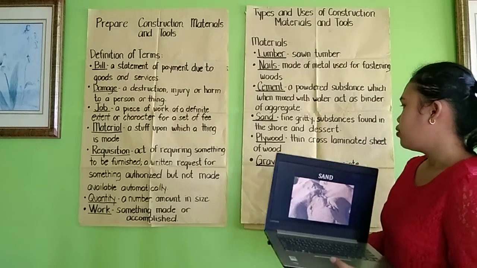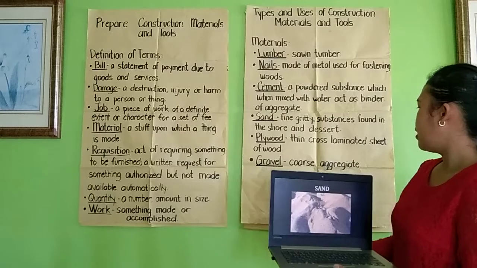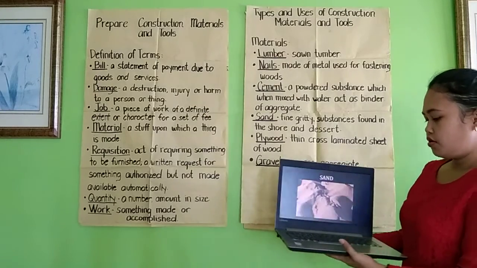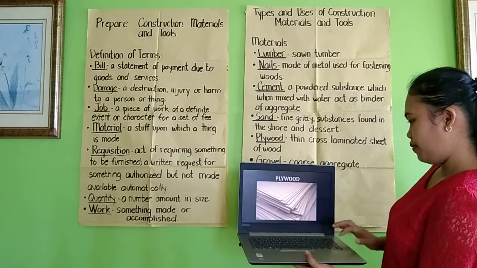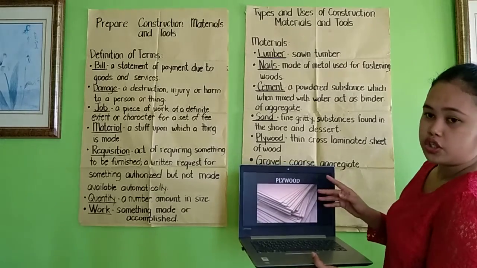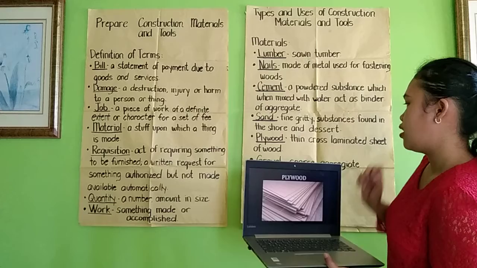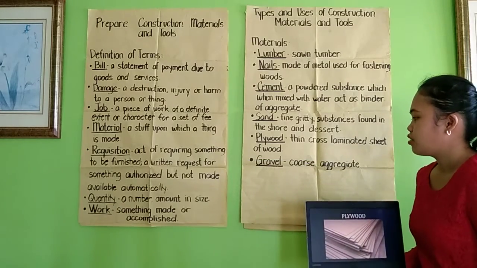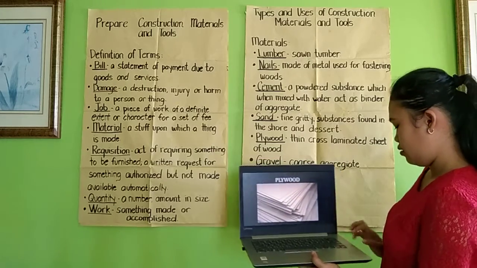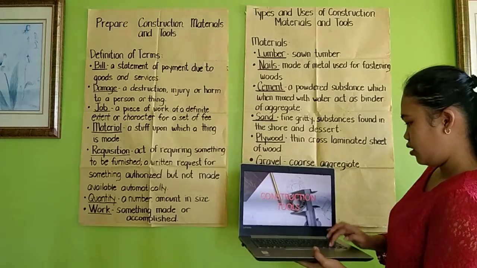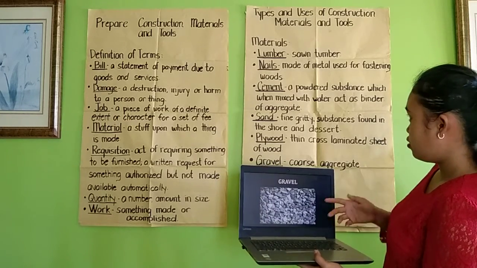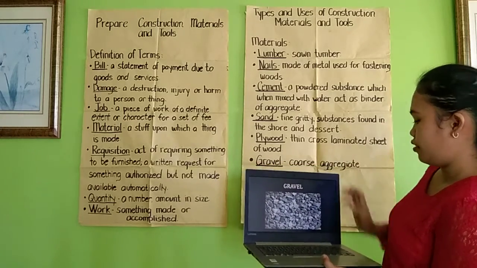Next is plywood, a thin cross-laminated sheet of wood. This is an example of plywood. It comes in different sizes, different widths, and different thicknesses. Next is gravel, a coarse aggregate. This is what gravel looks like. This is also one of the materials in construction.